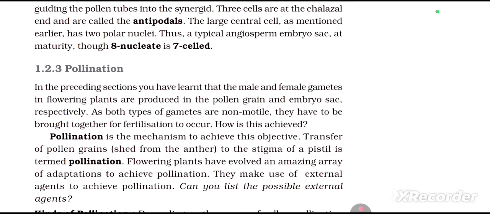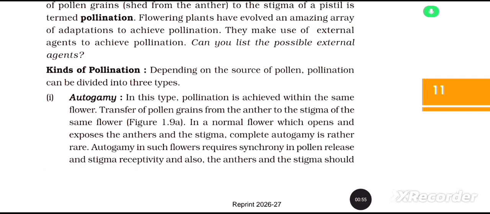Flowering plants have evolved an amazing array of adaptations to achieve pollination. They make use of external agents to achieve pollination. Can you list the possible external agents? Kinds of pollination. Depending on the source of pollen, pollination can be divided into three types.